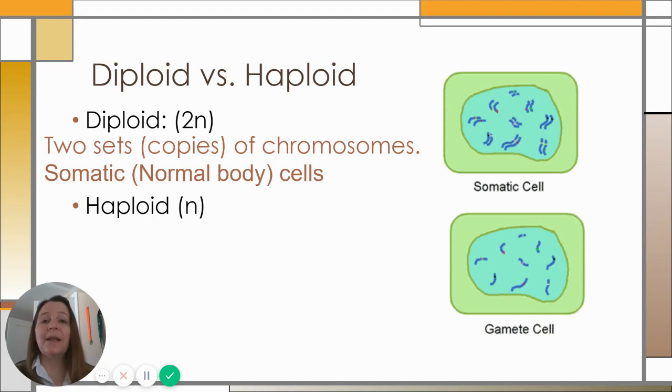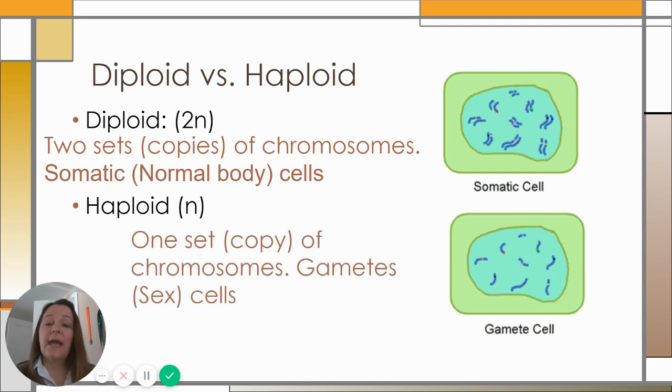So all of the somatic cells, your normal body cells, are diploid. They have 2 sets of chromosomes. These are those 23 pairs. If it's diploid, it has those pairs. Haploid means it only has one set. So instead of 23 pairs, it just has 23 chromosomes. And we call that haploid.